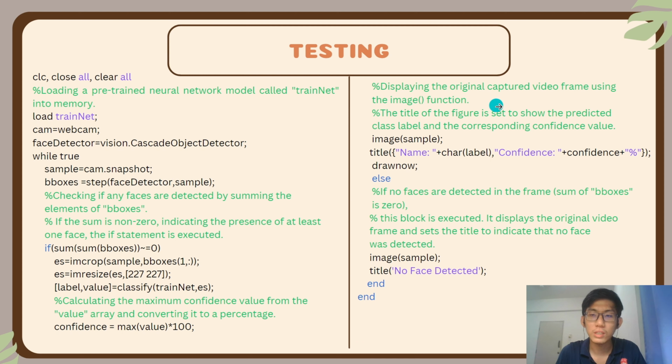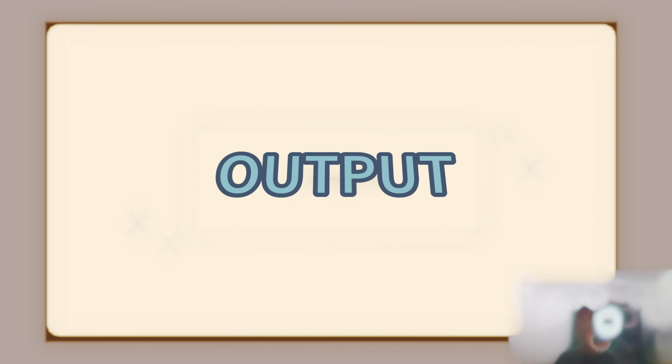After that, it will display the original captured video frame using the image function, and the title of the figure is set to show the predicted class label and the corresponding confidence value. After that, if there is no face detected, it will also show the captured video frame and set the title to indicate that no face was detected. That's all.